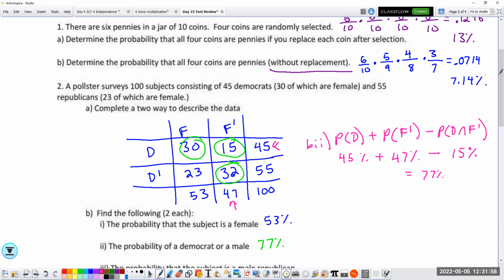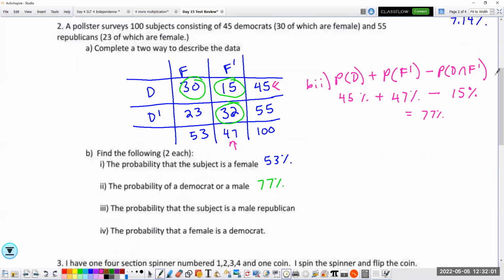Number 3 says the probability that the subject is a male Republican. So I can just look at my table. I have 32% are male Republicans. The probability that a female, so now I have a conditional statement, is a Democrat. So probability of Democrat given female, I have 53% are female. Of those 53% that are female, 30% are Democrats. And if I divide that out, I get 56.6%.